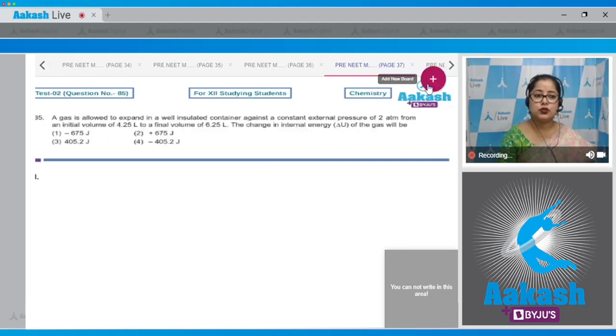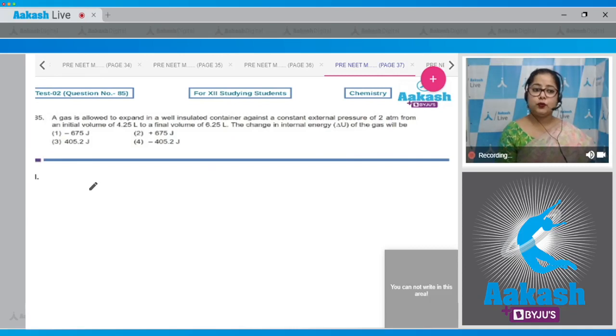Moving to next question, students, which is question number 85. A gas is allowed to expand in a well-insulated container against a constant external pressure of 2 atm from an initial volume of 4.25 liter to a final volume of 6.25 liter. The change in internal energy delta U of the gas will be.